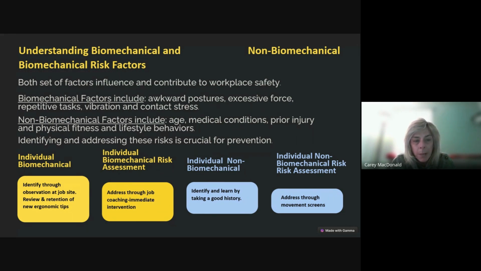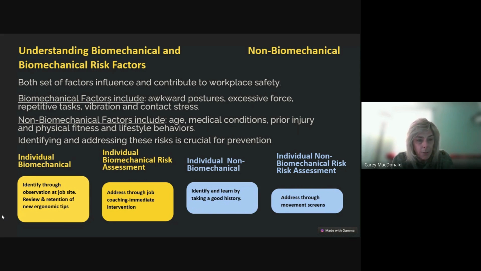And then the non-biomechanical that also play into injury risk. And that includes age, medical conditions, prior injury, physical fitness level, lifestyle behaviors. So when we look, creating this movement screen is more in that aspect. It more has to do with those non-biomechanical factors that we can address a little bit more readily with our employees and kind of lends into our skill sets that we already have.